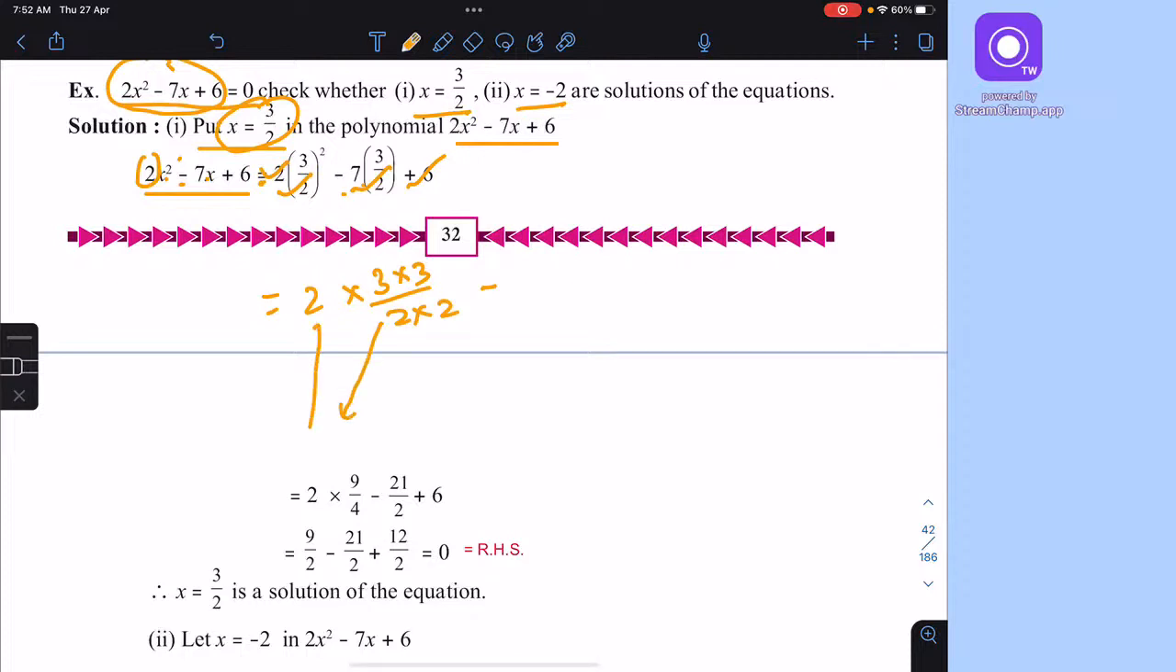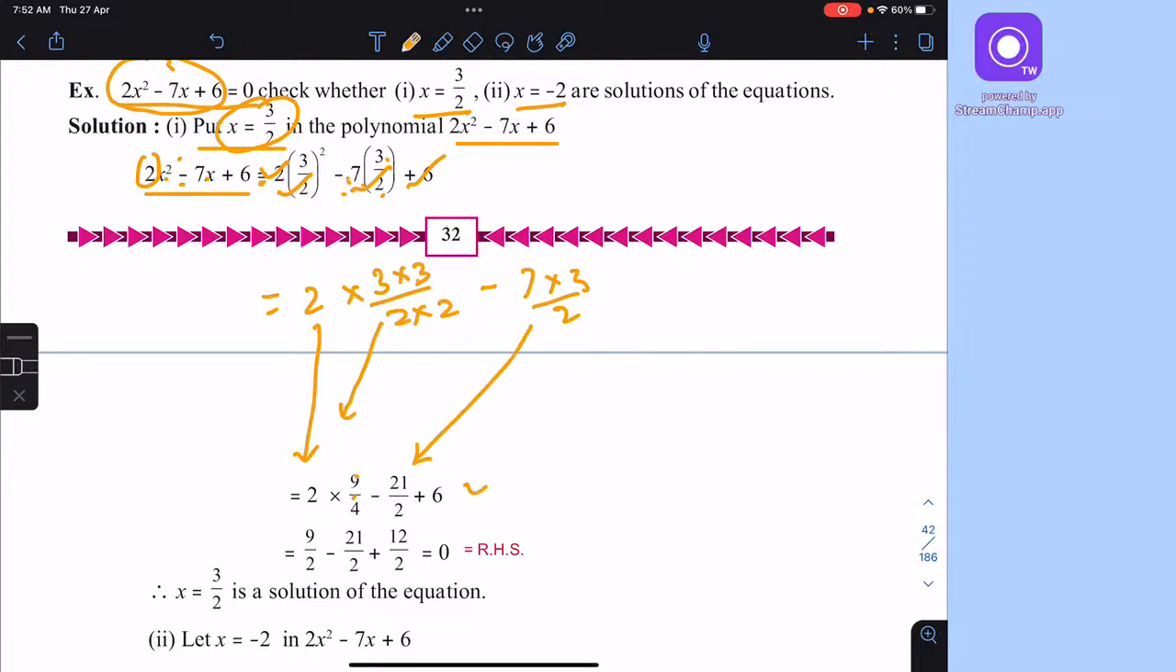So this is 2, and 3 into 3 is 9 upon 2 into 2 is 4. Then 7 into 3 by 2. So 7 into 3 by 2. So 7 3s are 21 upon 2. This is minus plus 6.